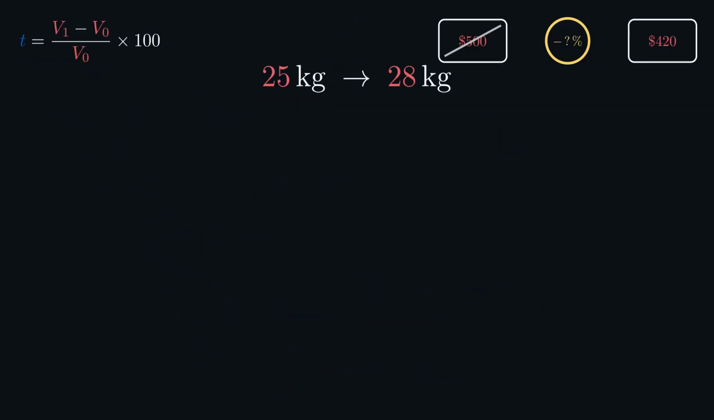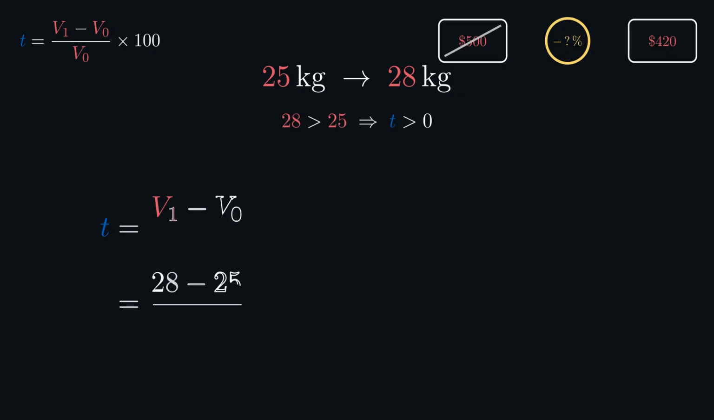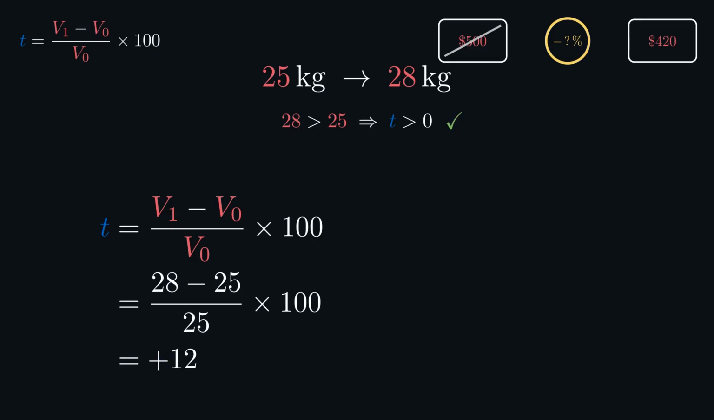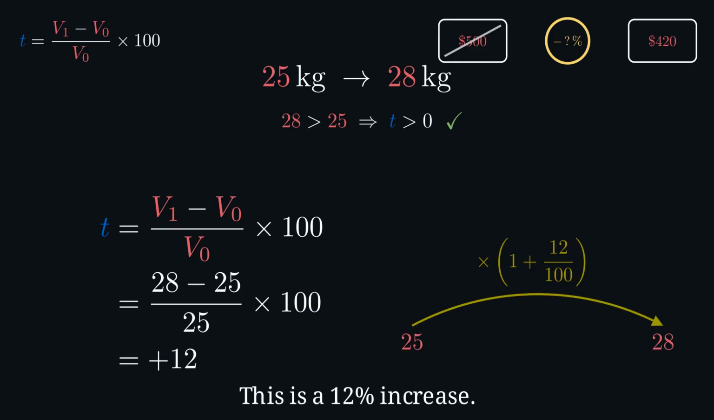A weight goes from 25 to 28 kilograms. 28 is bigger, so T must come out positive. T is 28 minus 25 over 25 times 100, plus 12. A 12% increase, as predicted.